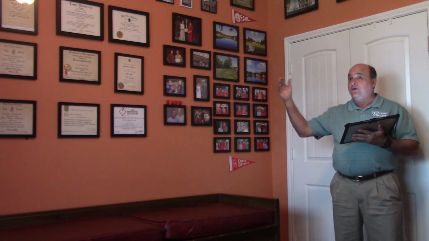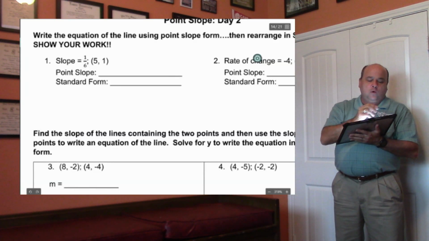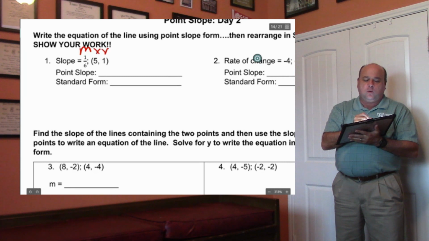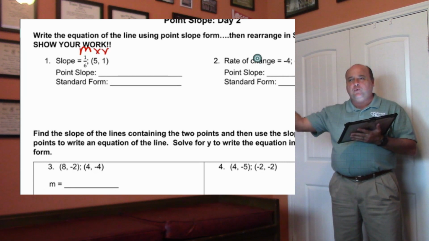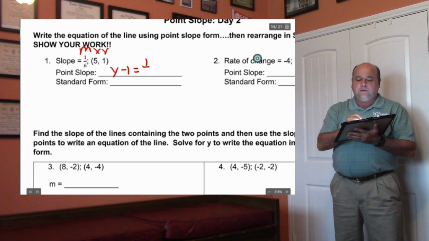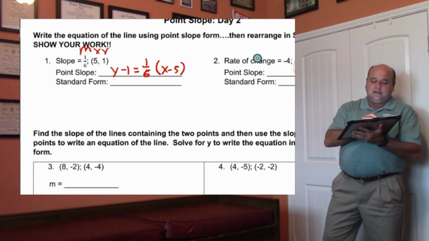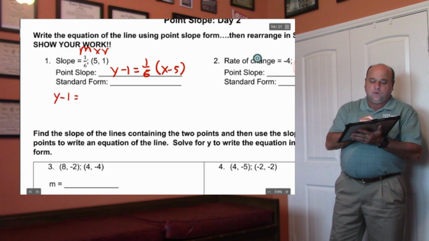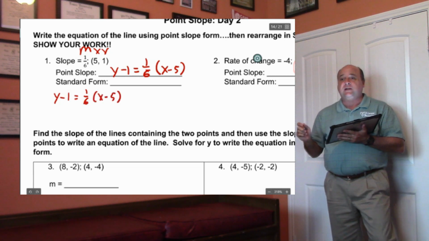So, on number 1, I'm going to go through and do the left side, and you're going to do the right side, okay? So do the best you can. On number 1, we're going to identify the slope, our x and our y, aren't we? Then we're going to put it into point slope. So I'll have y, the opposite of 1 is negative 1, equals, my slope is 1 over 6, parentheses, and then x minus 5. Okay, now I'm going to write this down here.